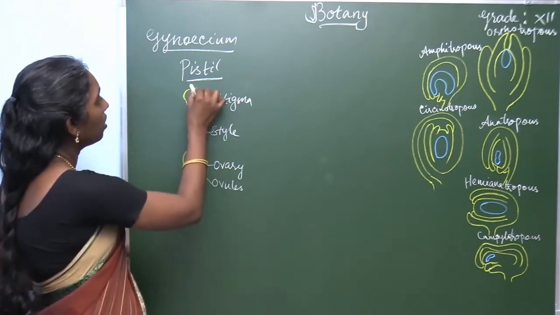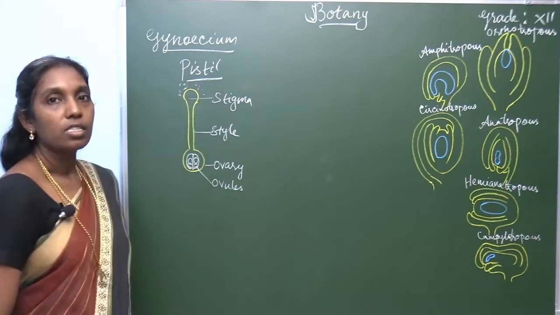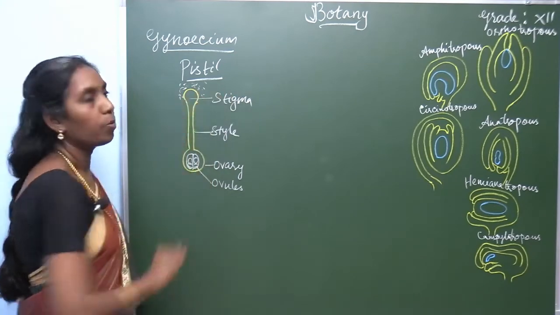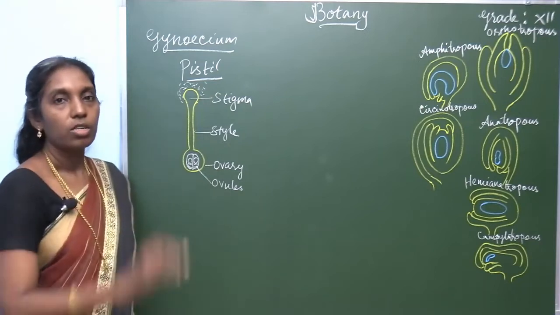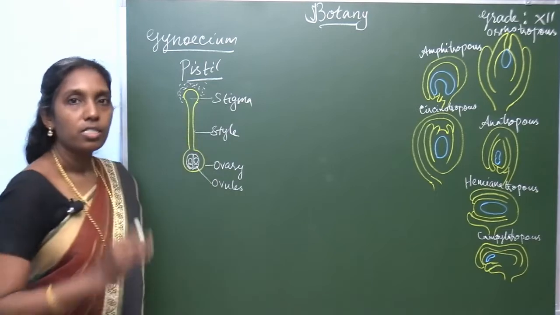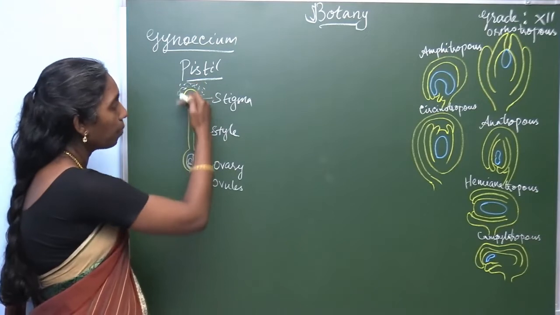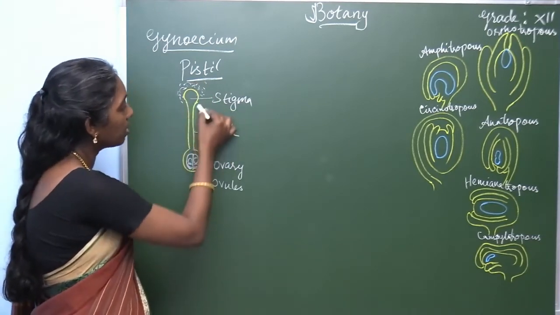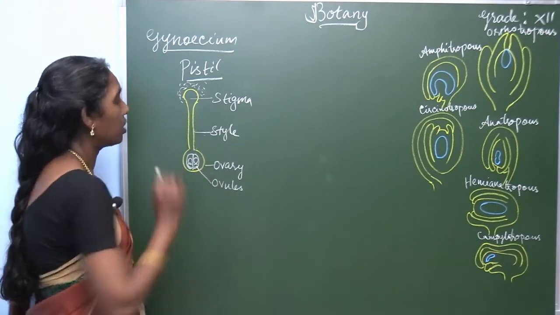Stigma is the region that is the landing surface for the pollen grains. The pollen grains are dusted on the stigmatic surface, so it's a landing region of pollen grains. Style is a long, slender region just beneath the stigma.